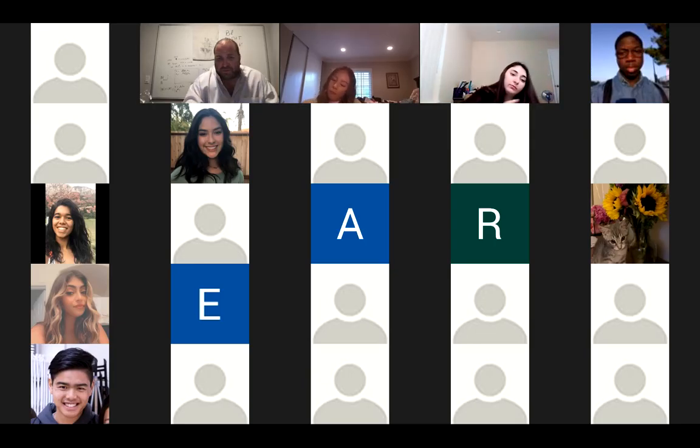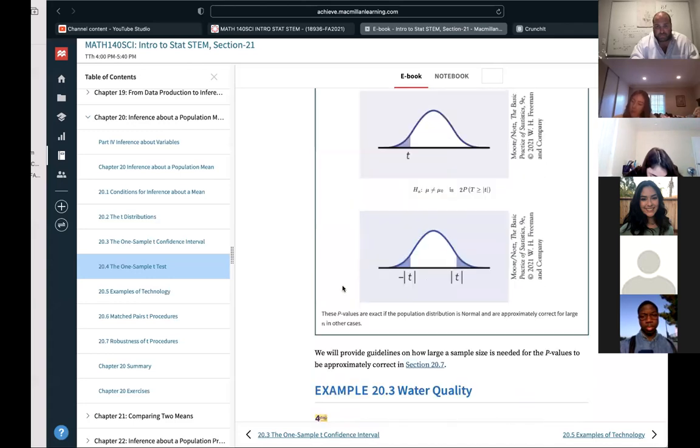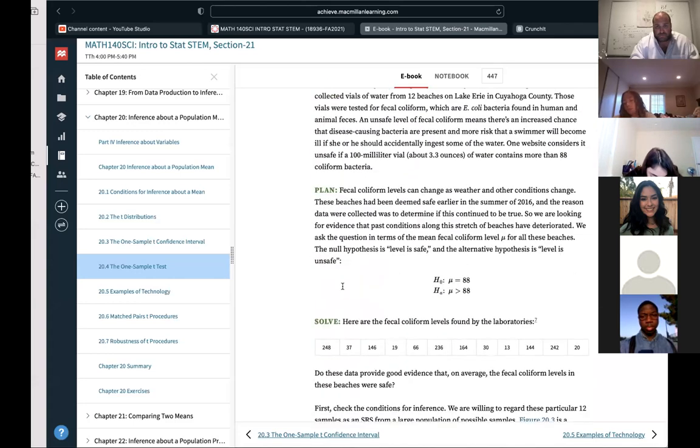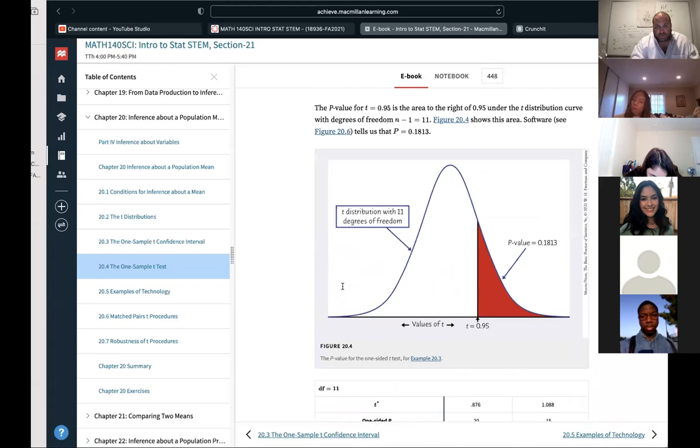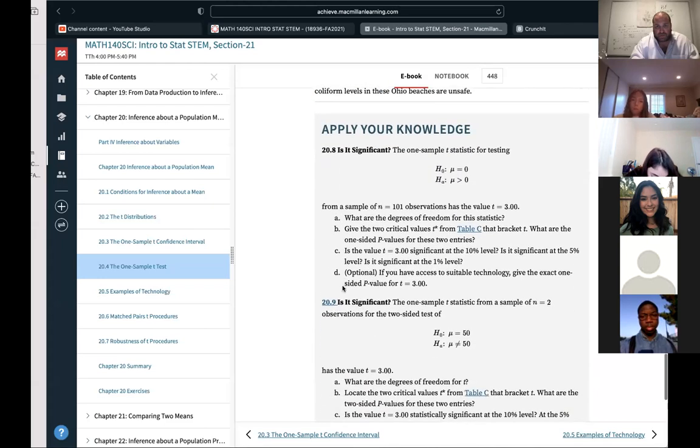Just like we did it for the confidence interval, let's go to the book and just pick an example. So let's apply our knowledge.